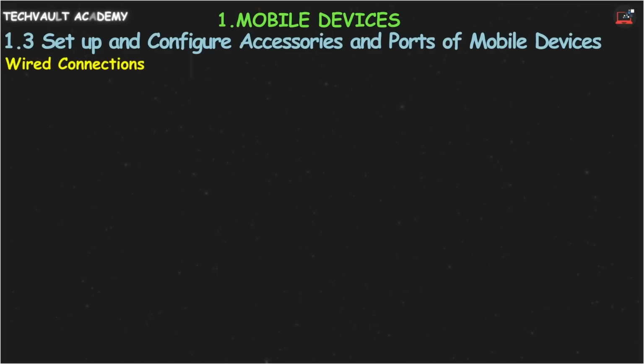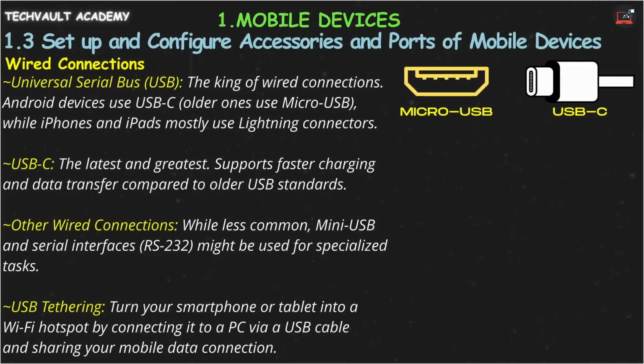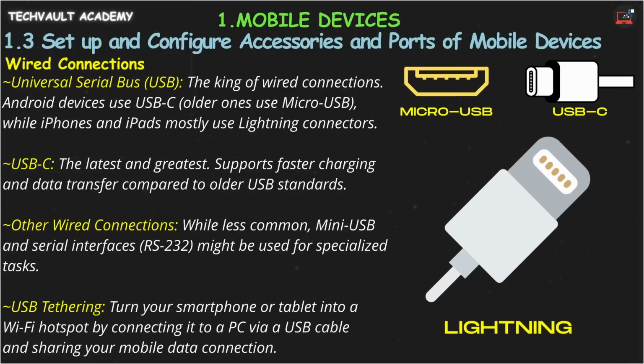Wired connections, a classic touch. Universal Serial Bus, USB, the king of wired connections. Android devices use USB-C, older ones use micro USB, while iPhones and iPads mostly use Lightning connectors. USB-C, the latest and greatest, supports faster charging and data transfer compared to older USB standards. Other wired connections, while less common, such as mini USB and serial interfaces like RS-232, might be used for specialized tasks.